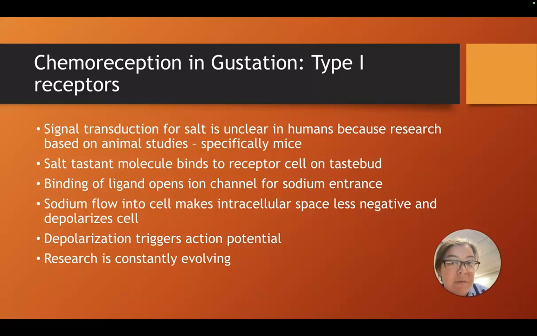Now, when we talk about chemoreception with our sense of taste, there are a lot of different types of receptors, 4 that we talked about in the text. The first type is what codes for salt, the tastant salt. And this signal transduction is unclear in human models because most of the research has been based on animal studies, specifically mice. So researchers hypothesize that the transduction is similar, but it's not confirmed.